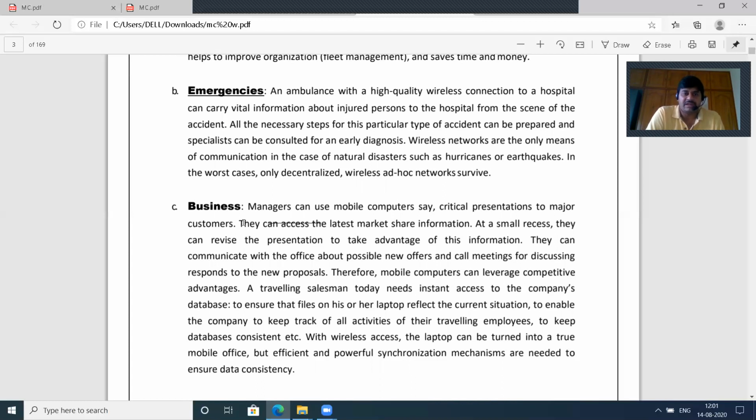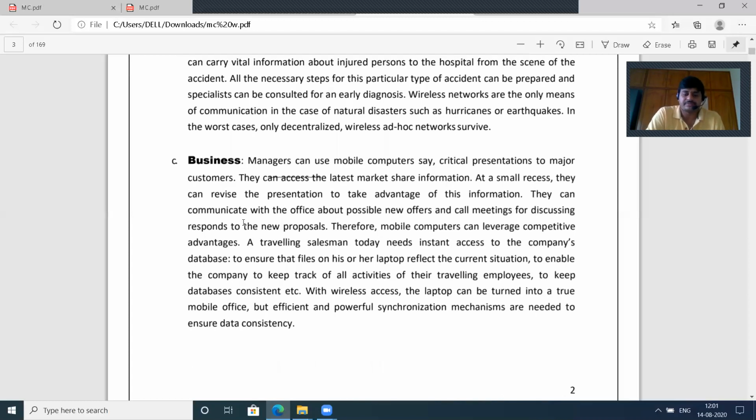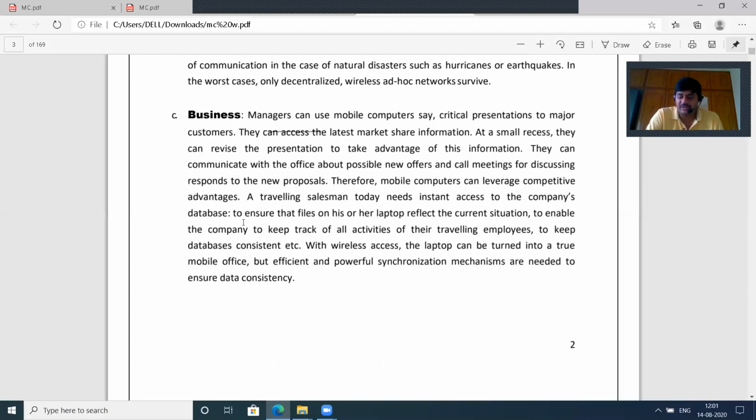Okay, this will help decide which specialist will take care, and which doctor will be consulted, and this early diagnosis process will help the patient to be treated fast. Okay, this is the second case. Coming to the third case, business applications. In business applications, this mobile computing also takes place.